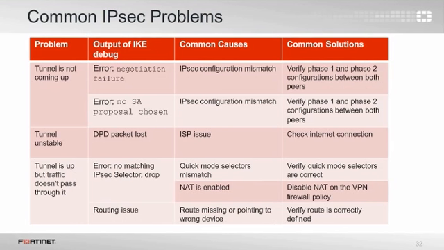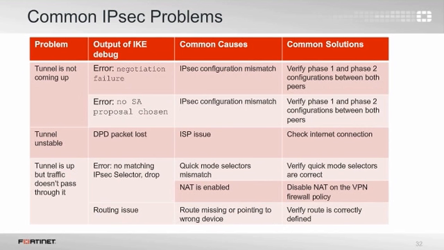This slide shows a summary of the most common IPsec problems and solutions. If the tunnel doesn't open, use the IKE real-time debug. In such cases, an error message usually appears. When the tunnel is bouncing, you usually see that DPD packets are being lost, which indicates that the problem might be on the ISP side.